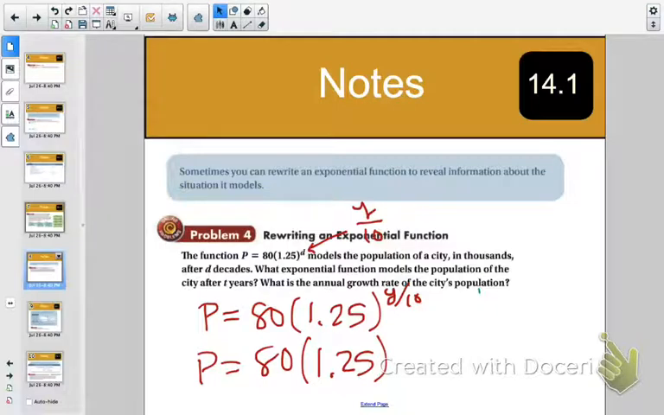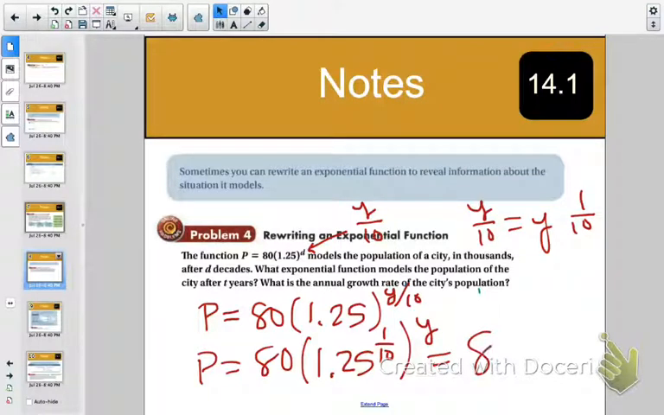This y divided by 10 is the same as y times 1/10. So what we can do is move that 1/10 to the inside of the parenthesis, like so, and then the y out here. Then we just have our variable on the outside like that. And then we can simplify a little bit. So 80, let's figure out what 1.25 to the 10th is. So I get 1.0, this is a really long decimal, 0.2257 if we round it, to the y.